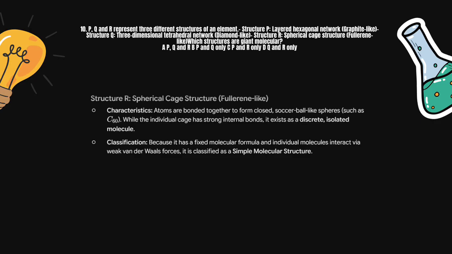Finally, let's look at structure R, which is a spherical cage structure like fullerenes. Here, atoms bond together to form closed soccer ball-like spheres, such as C60. Even though the individual cage has strong internal bonds, it exists as a discrete, isolated molecule because it has a fixed molecular formula and the molecules interact via weak van der Waals forces. It is classified as a simple molecular structure. Therefore, only P and Q are giant molecular structures. Looking back at our options, the correct answer is B, P and Q only.